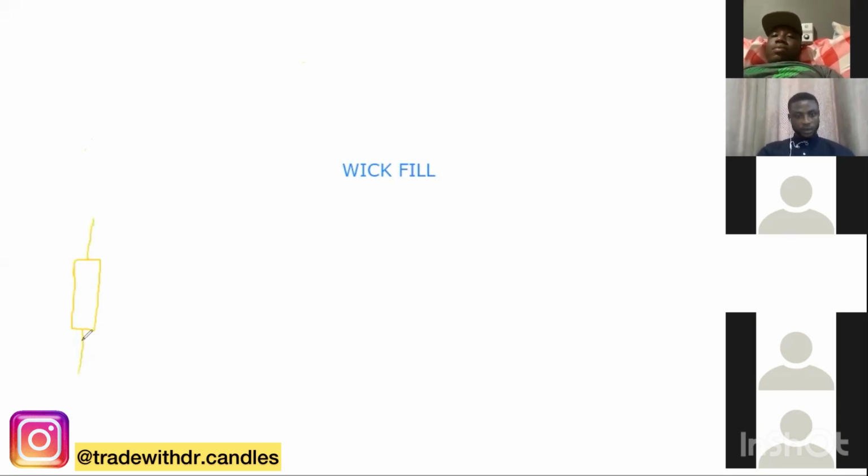These are the wick. And when the wick is on top, we still call it a tail. When it is below, we still call it a tail. But at the end of the day, what I want to explain is the wick. So let's proceed.